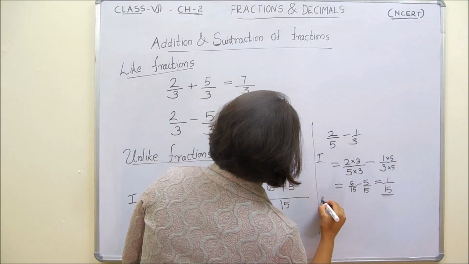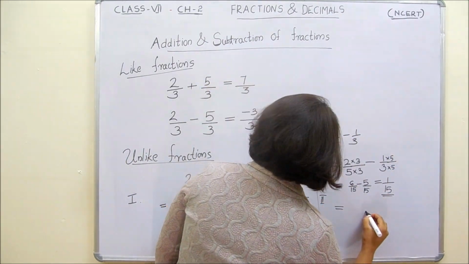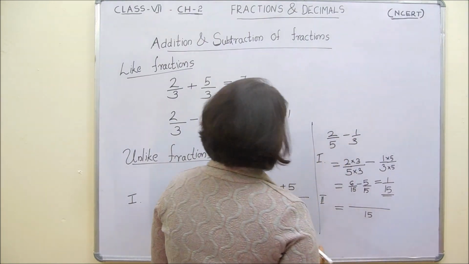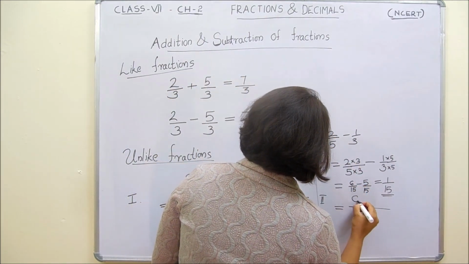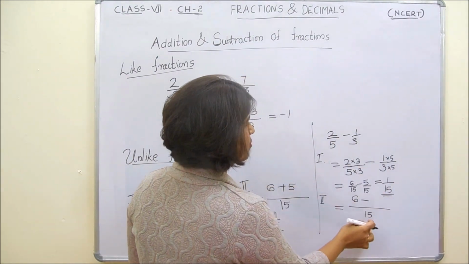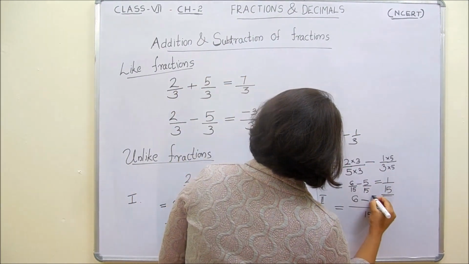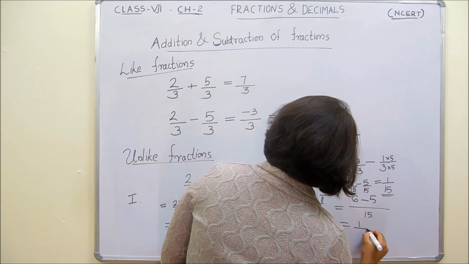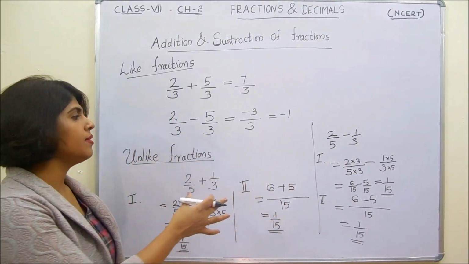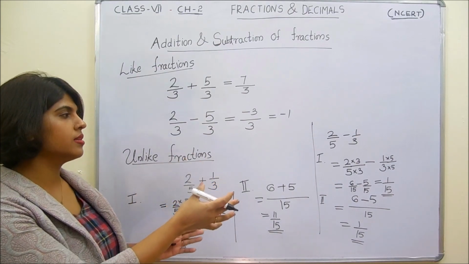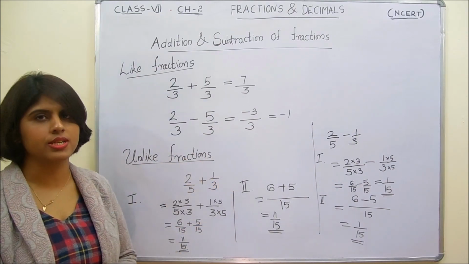And in the second method, LCM of 5 and 3 is 15. So in 15, 5 goes 3 times, 3 into 2 is 6, minus 3 goes in 15, 5 times, 5 into 1 is 5, equal to 1 by 15. So in this way, we can find the sum or the difference of unlike fractions.